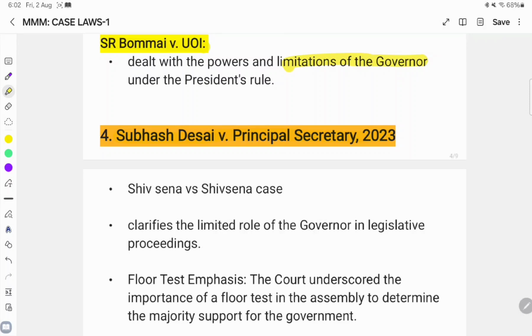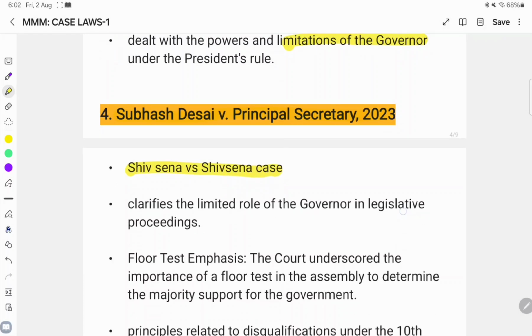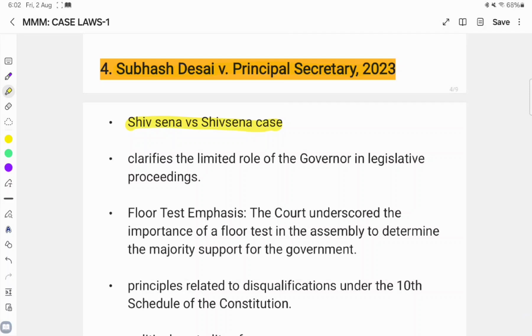It is a 2023 case, popularly known as the Shiv Sena versus Shiv Sena case. Here the Supreme Court has given three important principles, or you can say their comments on three important provisions of the Constitution and the laws, which we can use. First is that the Supreme Court clarified that the Governor has a very limited role in legislative proceedings in the parliamentary form of government. That is the first thing.